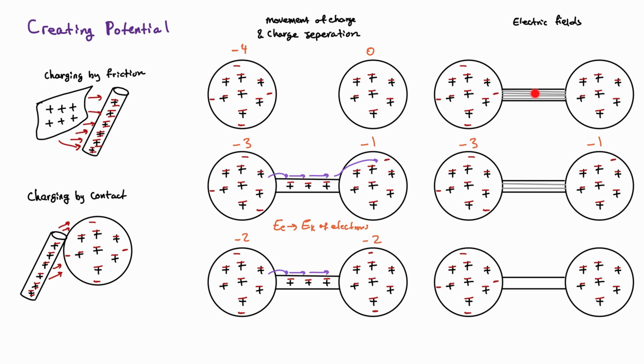But you can see that there are a lot of lines because there's a charge difference of 4 here. This one has a charge of -4. This one has a charge of 0. This means that between these two, there's a difference of charge of 4. That charge difference creates an electric field between them that's actually quite strong.